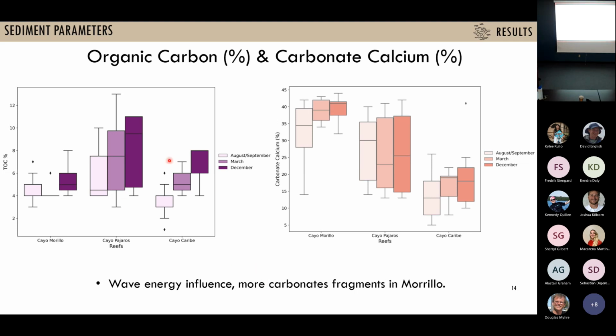And now here we have organic carbon and calcium carbonate. I just want to make a note here on Cayo Morillo. For the calcium carbonate, we found a very high percentage. This is a very shallow and small reef that is super exposed to wave energy and also wind influences. From my observations in the field, I found a lot of coral fragments, and so probably that's why we have that highest concentration of calcium carbonate.